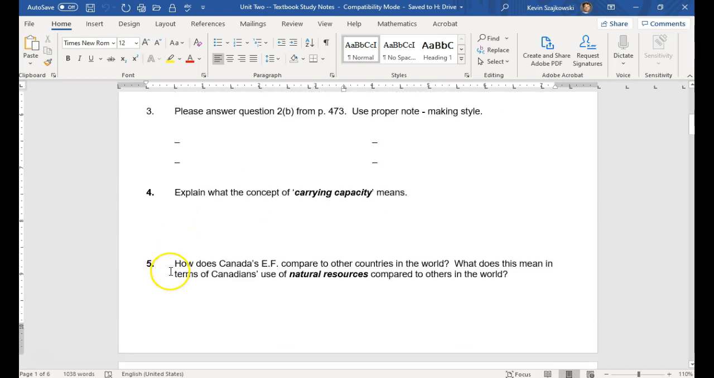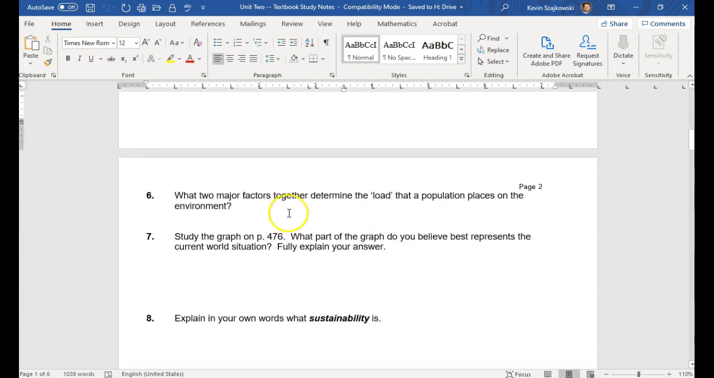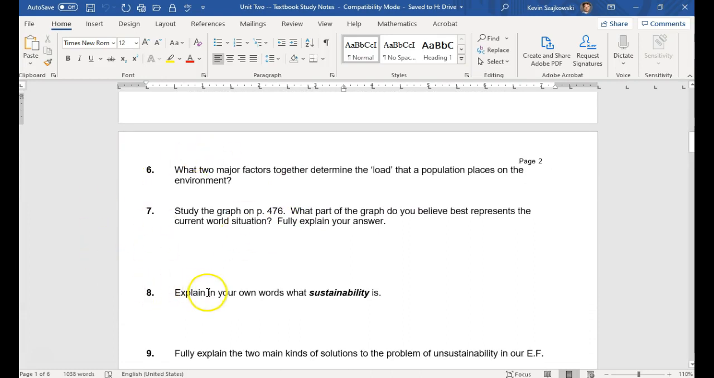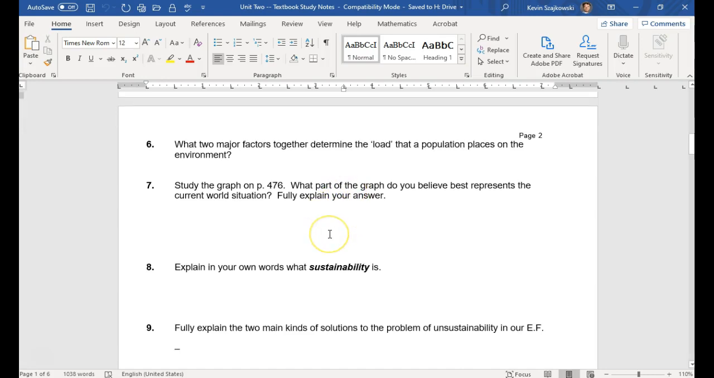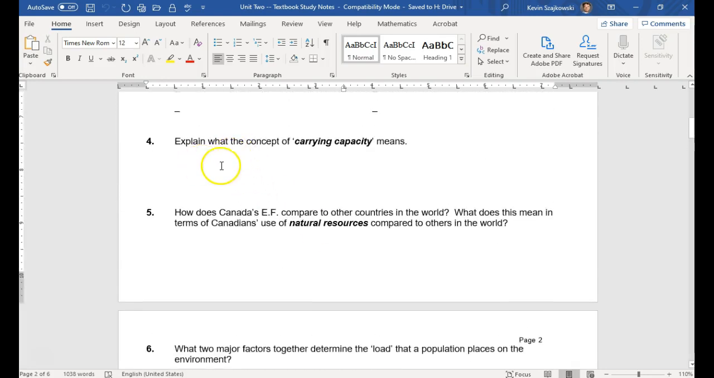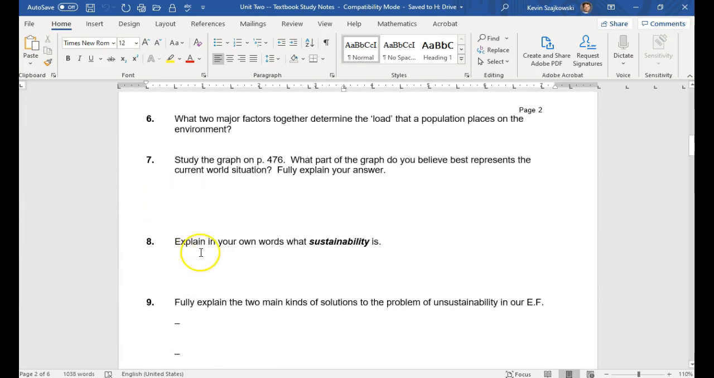What we're going to be doing in the next day is learning a little bit more about some terminology around this concept of ecological footprint and sustainability. That terminology starts with this term called carrying capacity, and it moves into the next several questions here. And there's a graph that the textbook starts with that asks you some questions around that graph. So I am basically asking you to work on questions 4 and 5 and 6 and 7 and 8.